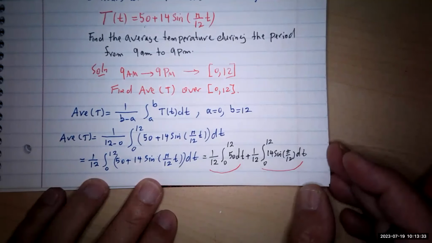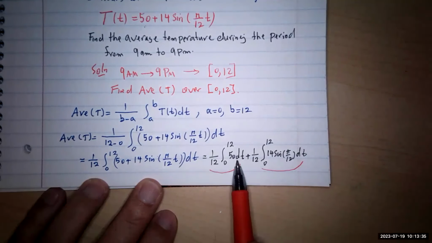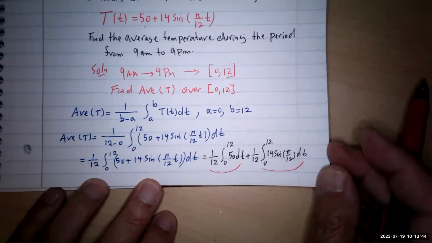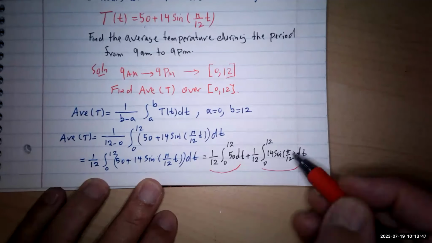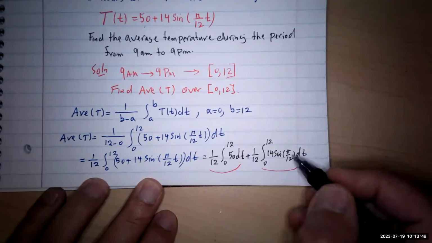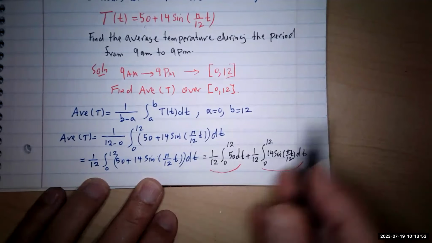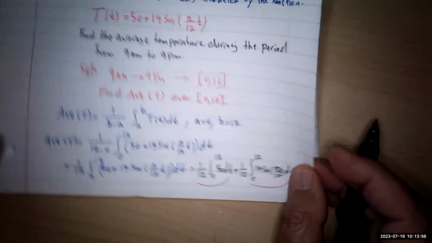Okay, are you ready? Going to the next page, we find this one first. Integral of 50 is just 50t. Then you find it, and for the other one, you can use the shortcut that I talked about. There is a pi/12 t, there is a t here. So I find each part separately. There is always going to be a leftover part. So I do this part first.